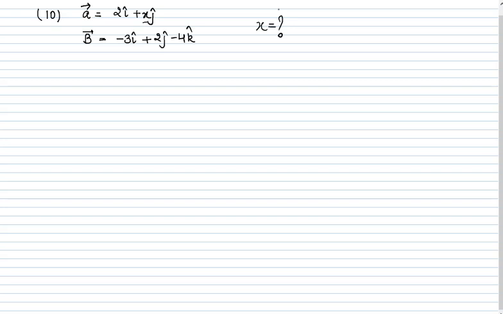So this is a charge which is moving, and the acceleration for this charge is given to you. Acceleration is a vector quantity, so it is given in the form of unit vectors: 2i cap plus xj cap. That is the acceleration of a charged particle, and it is moving in the magnetic field which is given as minus 3i cap plus 2j cap minus 4k cap. Then we have to find out the value of the unknown quantity x.